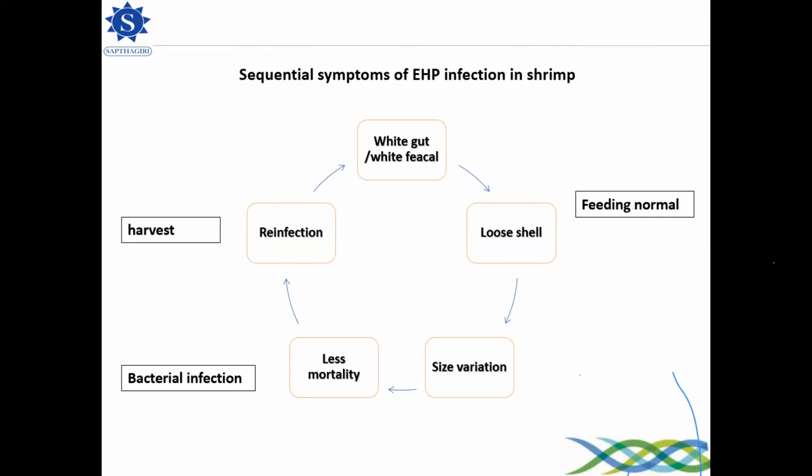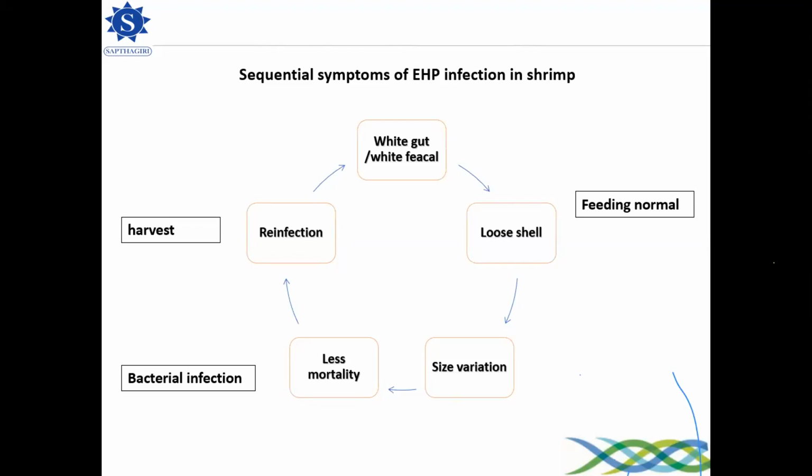After the white fecal diminishes, the animal moves to loose cell because of improper digestion and absorption of nutrients by the damaged hepatopancreas. As the hepatopancreas regenerates, the shrimp may recover from loose cell, but during this time, permanent stunting or growth retardation will occur, which leads to size variation. After this disease phase, there will be a chance of secondary bacterial infection, which leads to mortality.